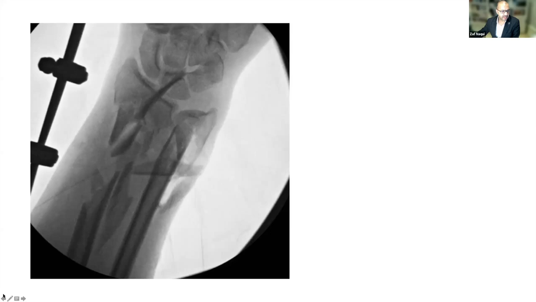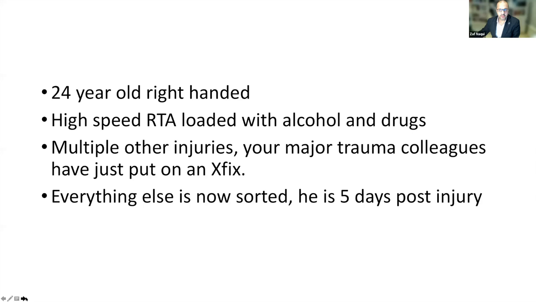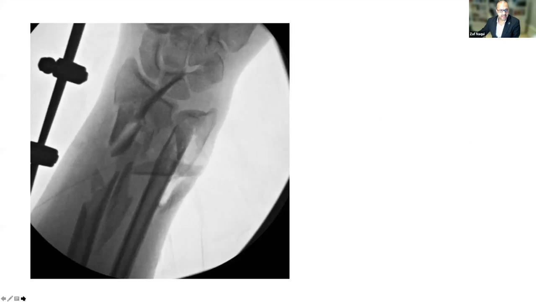Okay, I know we're tight on time, but I will share my screen for maybe one or two cases. We have a presentation here of a 24-year-old gentleman with high-speed RTA and multiple injuries. Your colleagues put an X-fix on, and he's now 5 days down the line. Lindsay, your thoughts on this? I'd just put it on your trauma list, Zach, I think, that one.